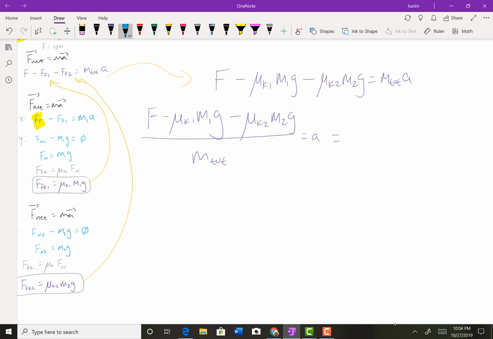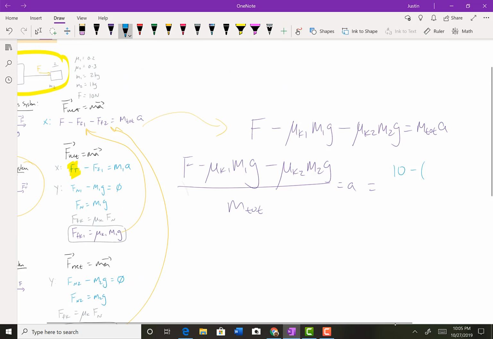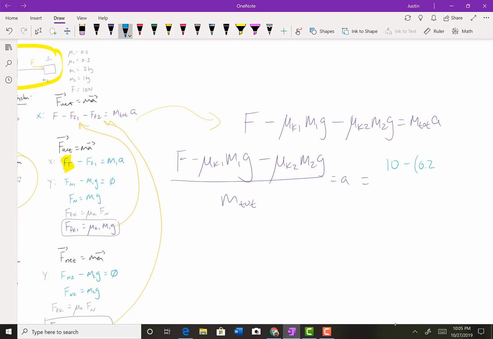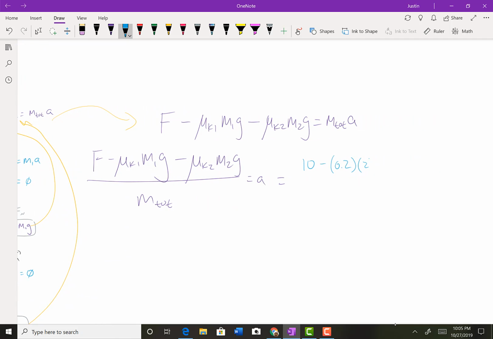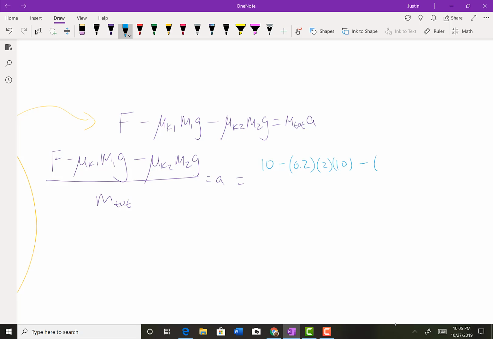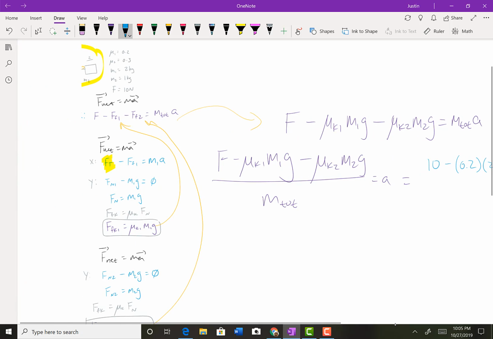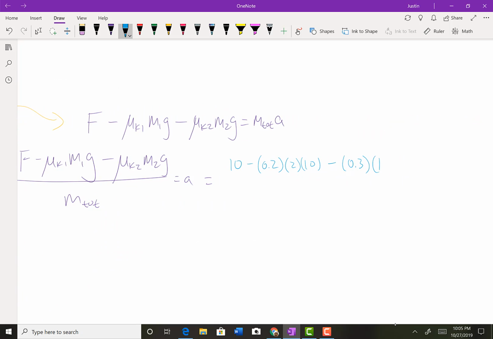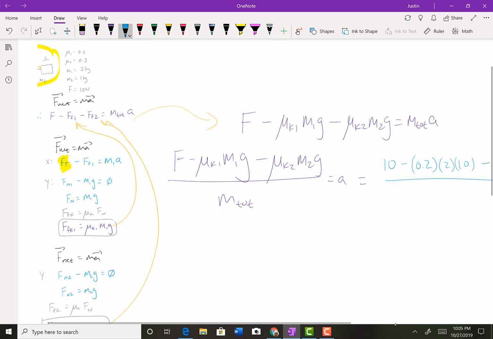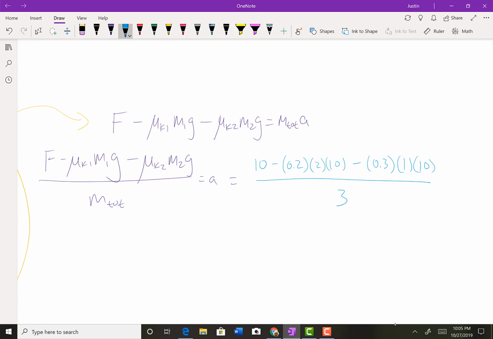Plugging everything in. That's going to be, let's see, F is 10, I believe, minus mu K1 is 0.2, M1 is 2, and then G is 10, minus mu K2 is 0.3, I believe, M2 is 1 kilogram, and then G is 10, divided by the total mass, which is going to be 3 kilograms. And there we go. So what's my acceleration going to be?